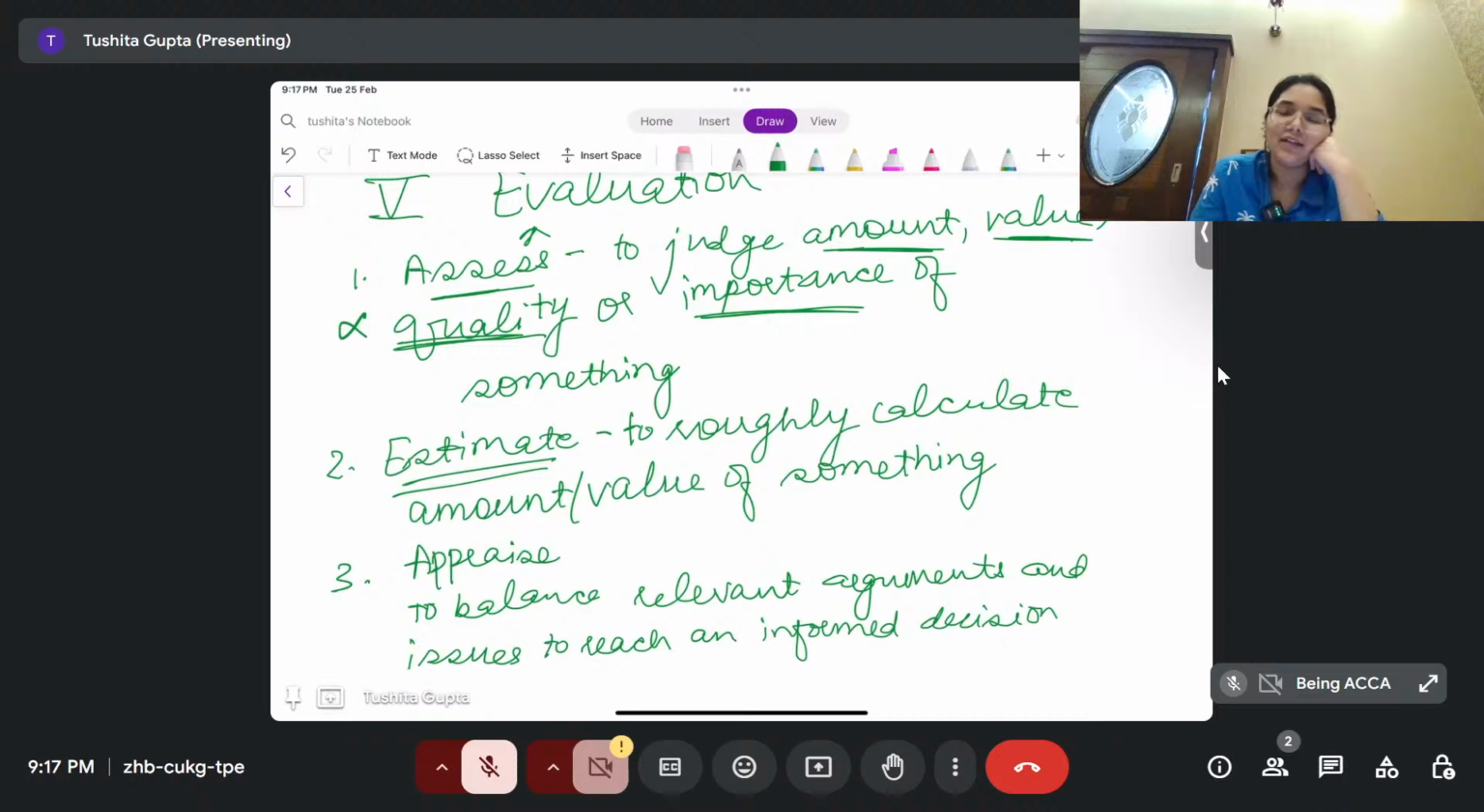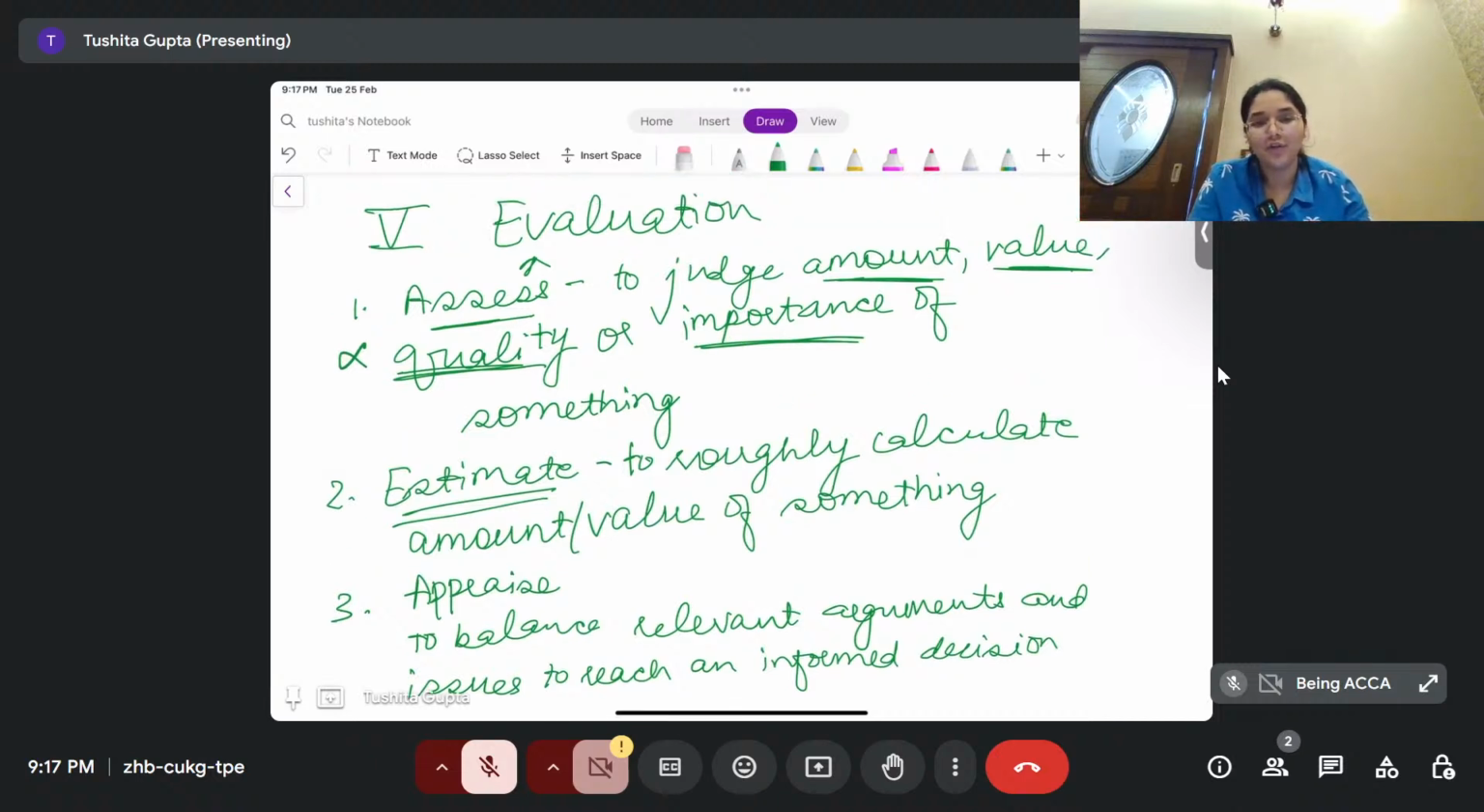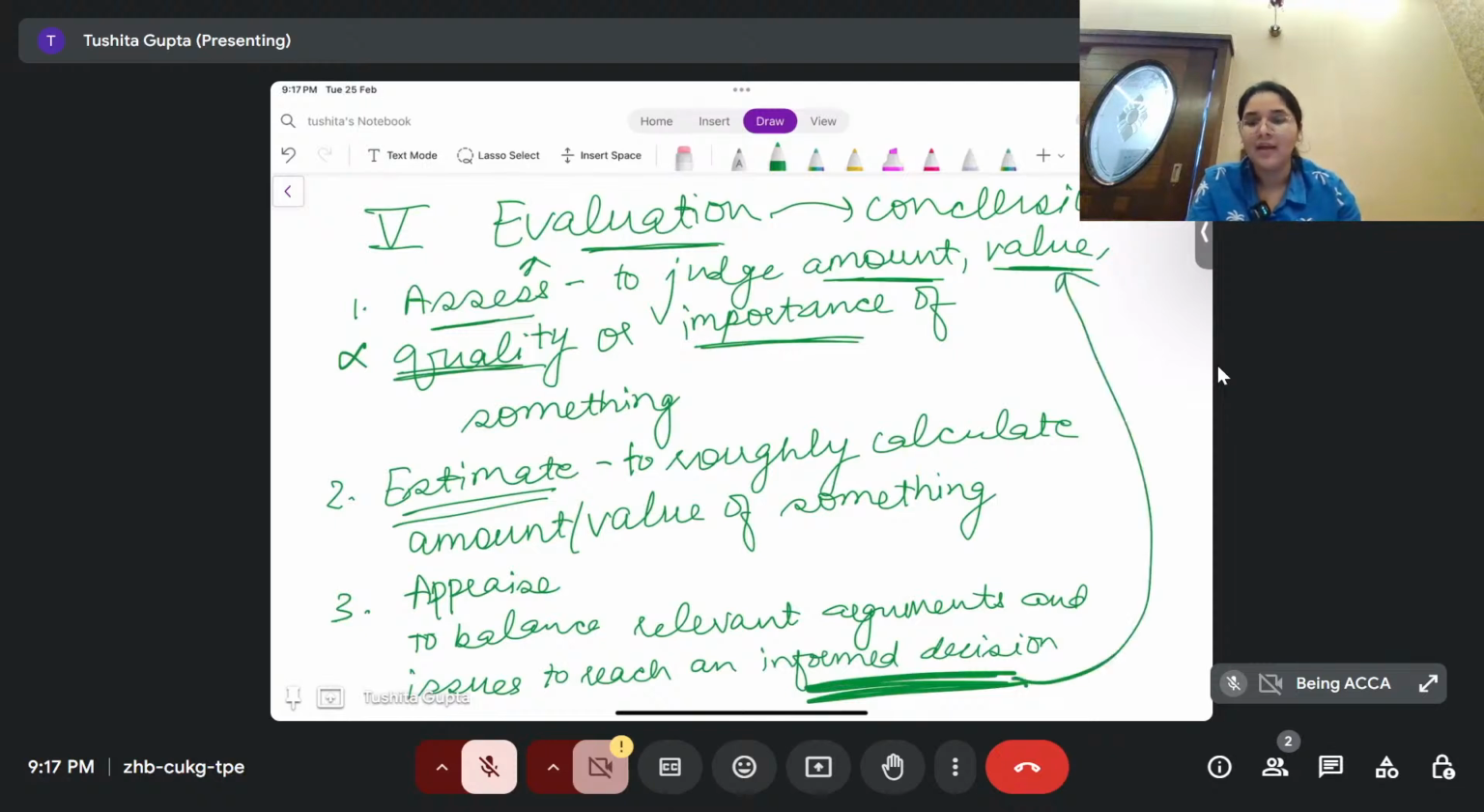So, similarly, when it comes to the application to the SBL exam, you are going to create a balance between all of the issues that are there, and then you are going to consider all of that to be able to reach an informed decision. So, whenever the verb evaluation is given to you in your professional skills, you are supposed to ensure that you write a conclusion, because you have to make an informed decision. Decision means concluding something. Decision means you actually decide whether or not you are going ahead with a particular thing or not.